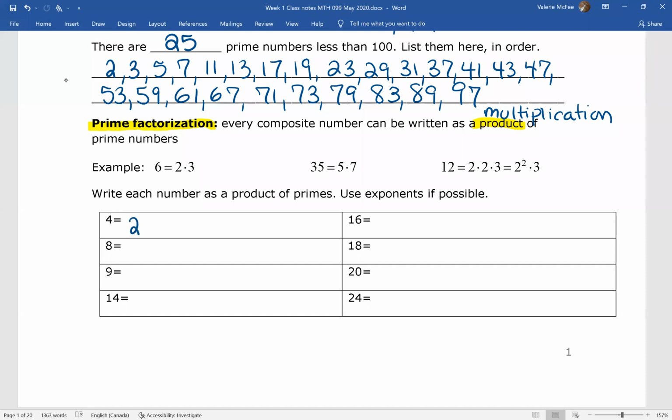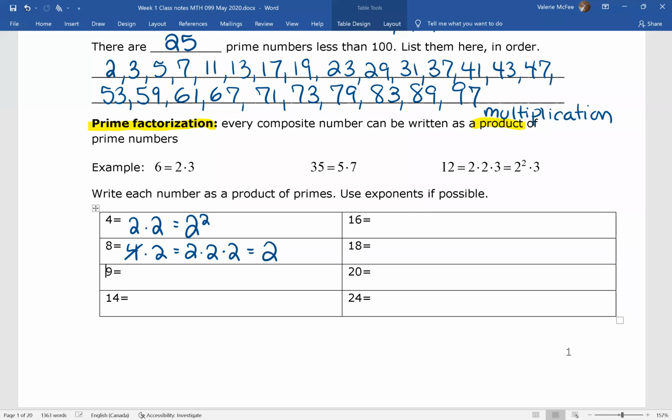We know that 4 is 2 times 2, but I'd like you to write that using exponents. We know that 8 can be written as 4 times 2, but 4 is not a prime number. We already said that 4 is 2 times 2, and then we have a third 2. You can always check. 2 times 2 is 4, times 2 is 8. We can write this as 2 to the power of 3, or 2 cubed.